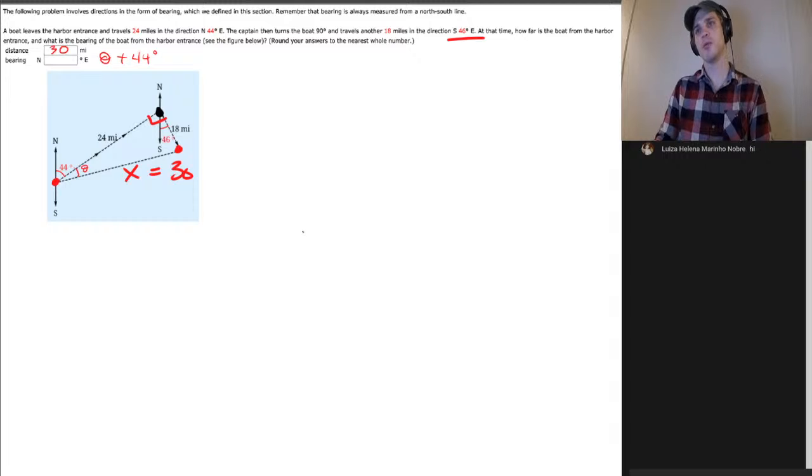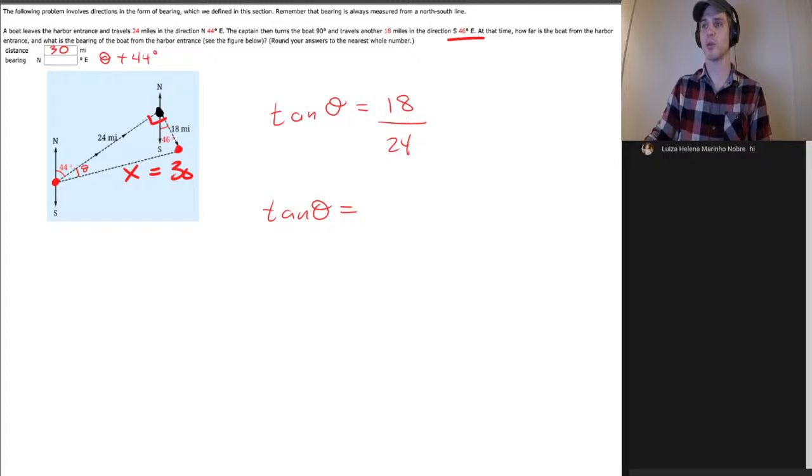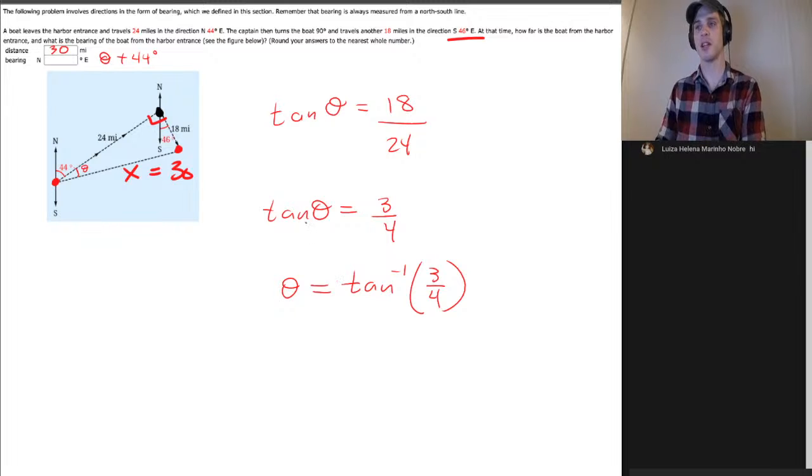The way that we can do that is we can say that the tangent of theta is equal to 18 divided by 24. And then I'm just going to go ahead and reduce this 18 over 24. That's going to be 3/4. So now I can take the inverse tangent of both sides, and I get theta equals the tangent inverse of 3/4. So when you take the tangent inverse of tangent, it cancels, and you're just left with whatever's inside there.